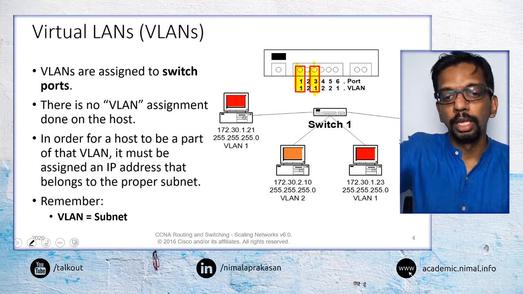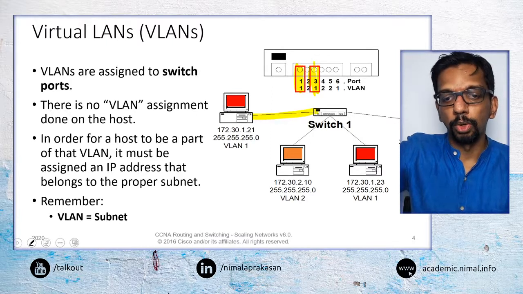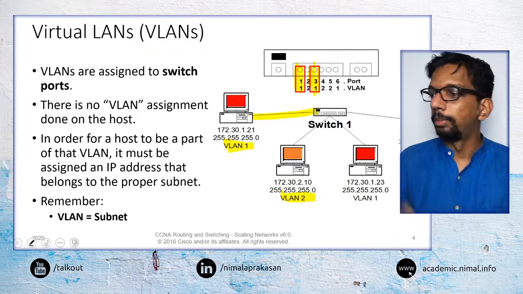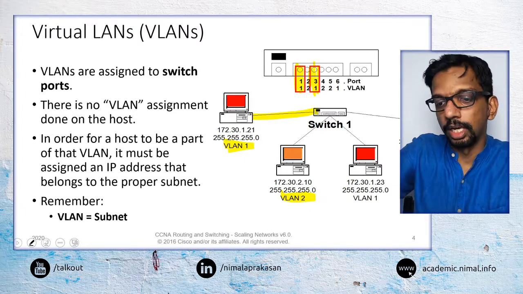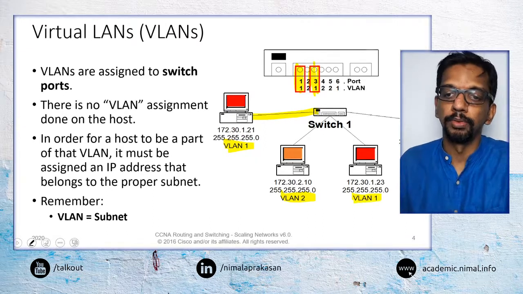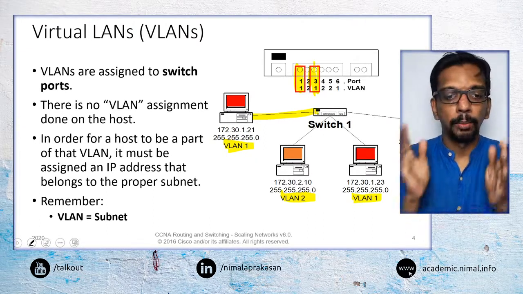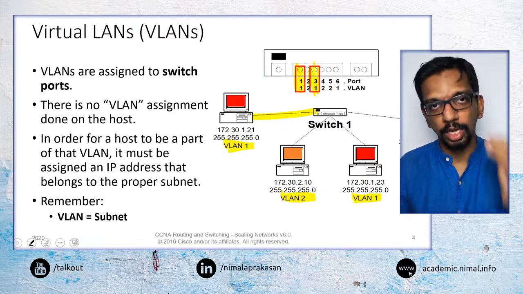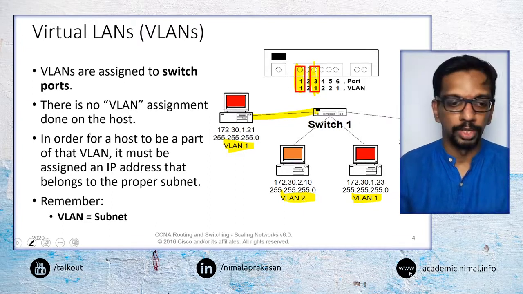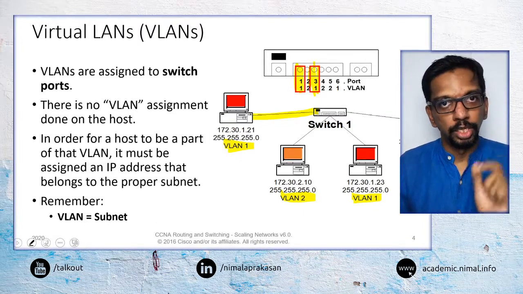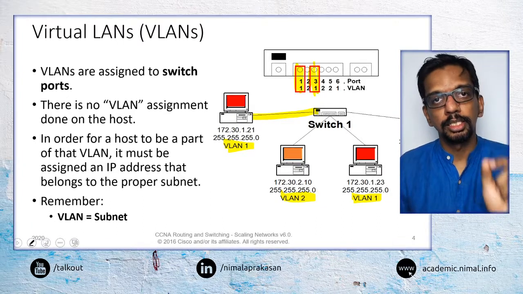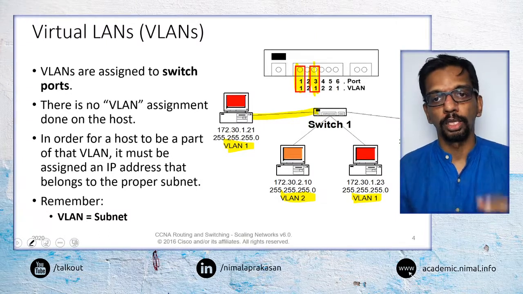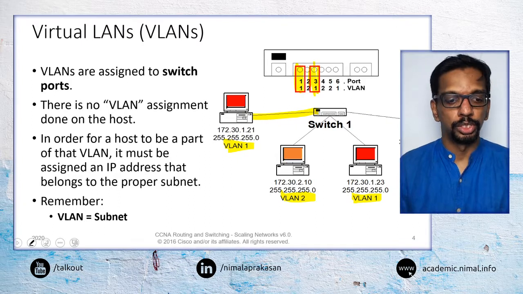Say, for example, if a device is connected to port 1, it will be given VLAN 1. If it is connected to port 2, it will be given VLAN 2. If it is connected again to port 3, it will be given VLAN 1. So that is the way VLANs will be assigned to hosts. It will be assigned to ports, and anything connected to that port will get the VLAN. And the main thing to remember is that a VLAN means the device belongs to a separate subnet. It is a separate network altogether, even if they are on the same switch device.